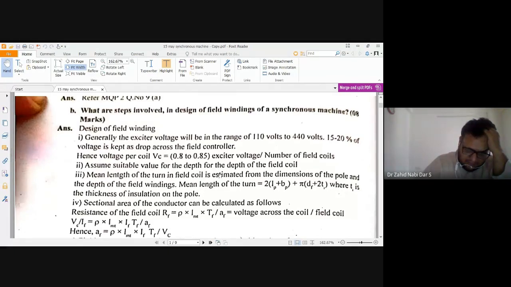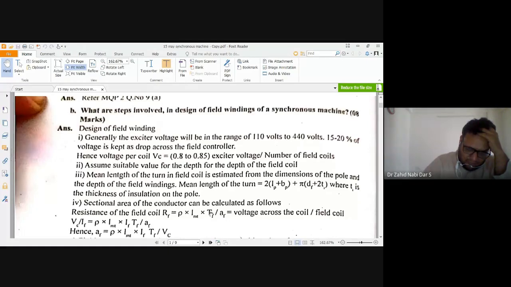Apart from that, the cross sectional area can be calculated from the formula. The resistance RF is rho L by A. But here, instead of rho L by A, he is doing one thing: rho into L, this is the length of mean turn, into TF. Why is he giving TF? TF is the number of turns.